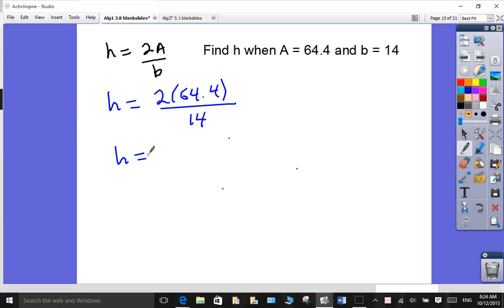So somebody with a calculator, tell me what that is. How about give me 2 decimal places to the right of the decimal point? Oh, 128.8? 128.8. Did you divide by 14? 9.2. 9.2? Okay. Right. That was a calculator. Okay, so first we solved a literal equation, and then we evaluated it. Given the values, we evaluated it.